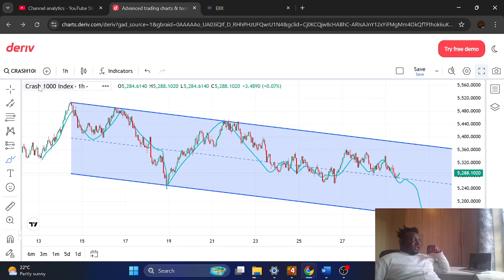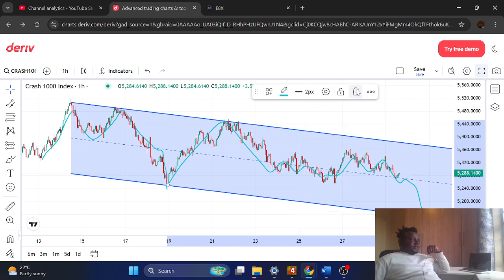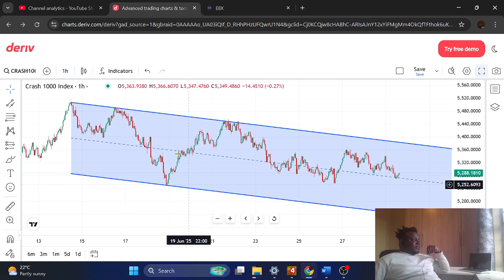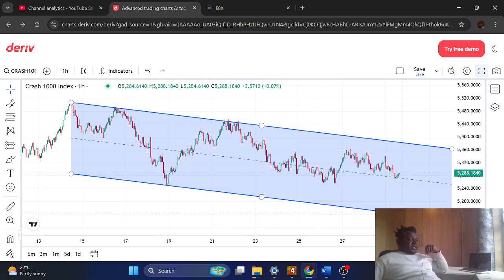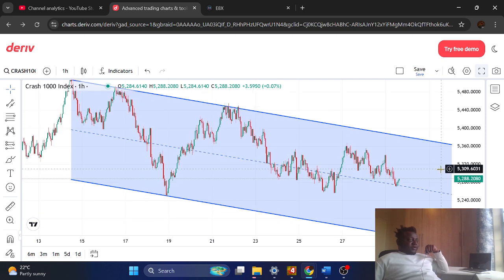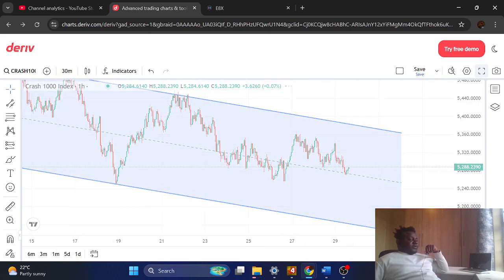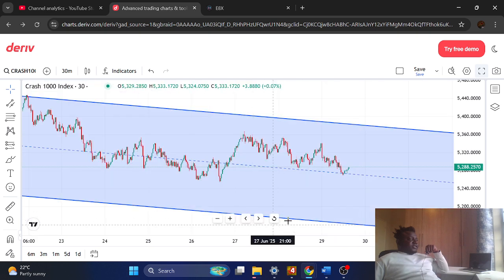You weigh the options to see if the buys are stronger than the sells, or if the sells are stronger than the buys. Right now we have our channel on the 1 hour time frame indicating a sell, that the market is supposed to go down and touch our 5,158 zone right here. But on a different time frame, the 30-minute, we can see that the market is looking like it's creating a flag to go up.